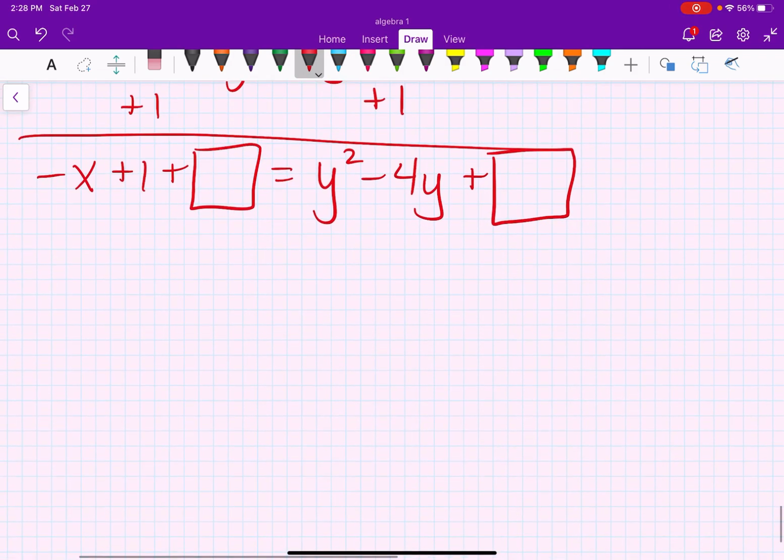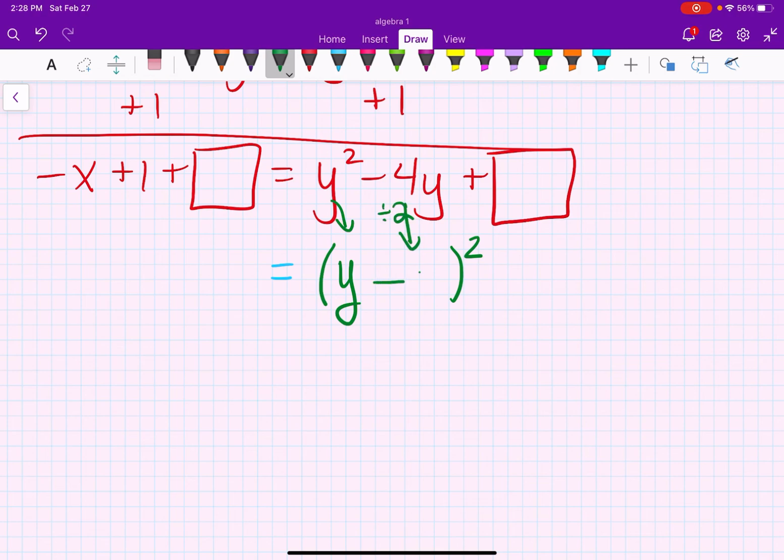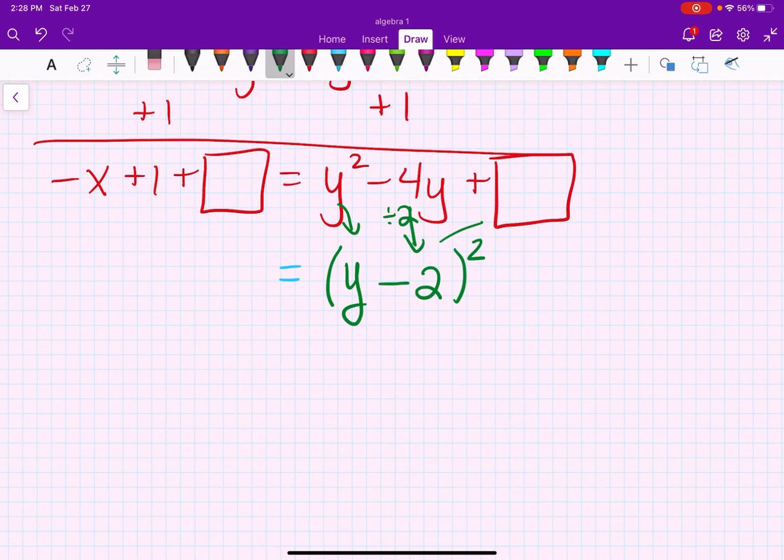Okay, now I'm forcing this to become a perfect square trinomial so that I can factor it into a perfect square. So I know what I'm looking for. It looks like that. Put my y there because that's what always goes there. Half of -4 is -2. Square -2, well, -2 times -2, and that's what goes in my box: 4.